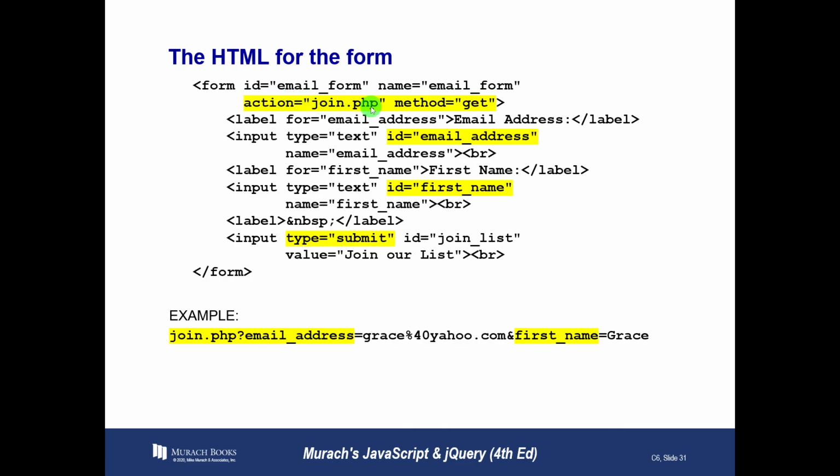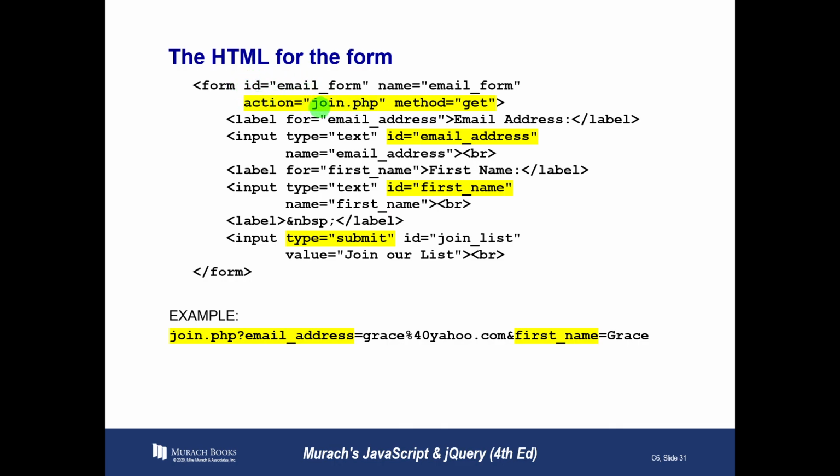PHP is a scripting language that runs on the server side of an application. So what would happen when somebody submits this form? It's going to take the data from this form and submit it to this join.php script on the server. And that server is going to process that join.php script using the data that is sent in our HTTP request. So we're sending an HTTP request to the server. It's going to use the data that gets sent from the form and run this join.php script and do some kind of processing. So that's the action that happens when somebody submits this form.